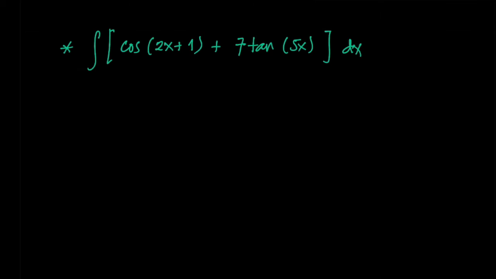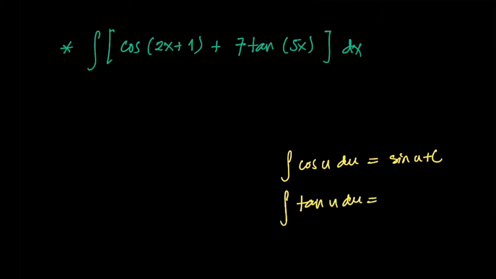So, ngayon, meron tayo, di ba, formulas for integration ng trigonometric functions. So, the integral of cosine u du is equal to what? Positive sine u plus c. The same goes with tangent. So, the integral of tangent u du is equal to either the natural logarithm of secant u plus c or negative natural logarithm of cosine u plus c.